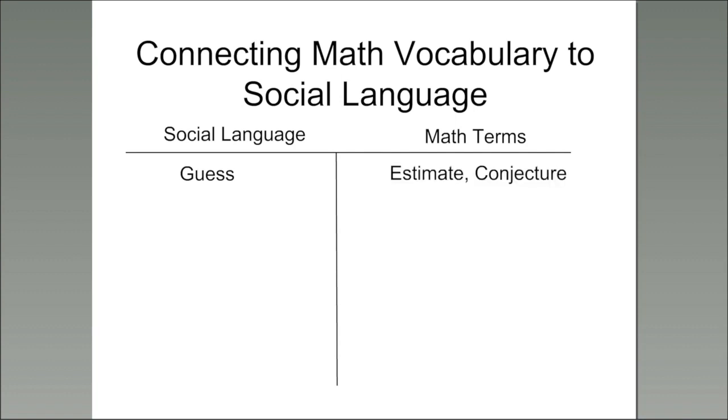So the math terms for guess, you probably would say, are estimate or conjecture, depending on the level or what you're doing. At this point, we're going to type in the box. What are the math terms that you could connect to the social language rule? Kids learn the word rule. We have rules in the classroom. This is what we're going to do. Follow the rules of the game. What are the math terms that go with that social language?